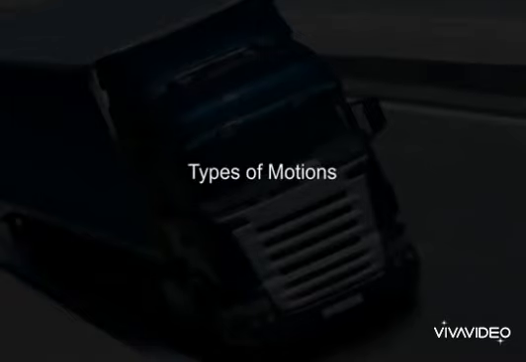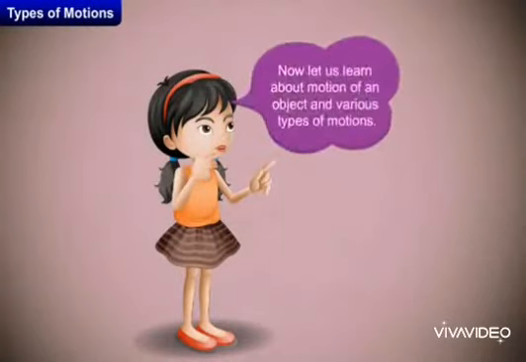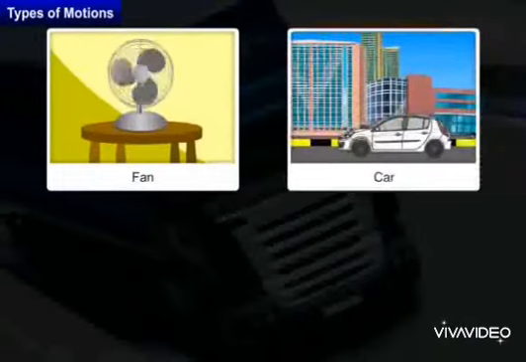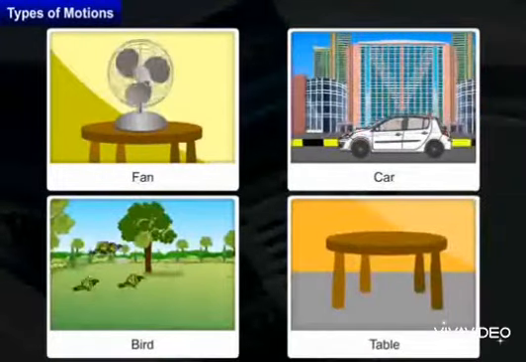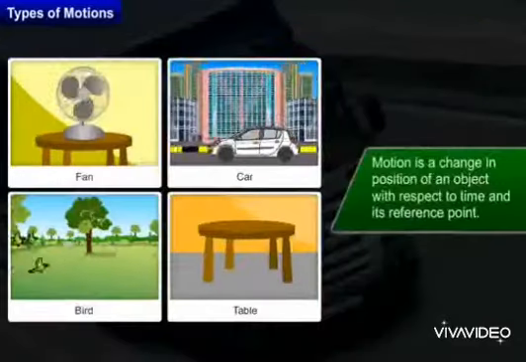Types of motions. In the previous modules, we learnt about measurement of distance and length. Now let's learn about motion of objects and various types of motions. We see several objects around us. Some objects are in motion and some are at rest.